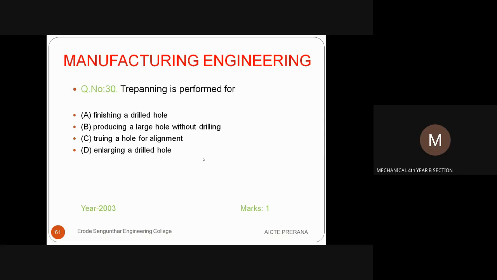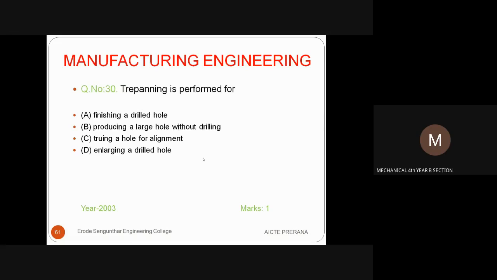If you are using a drill bit, when you see the surface of the drilled hole, it will not be of the correct finish. It needs some further surface finishing operation. For that, finishing of a drilled hole is employed, and this operation is called the reaming operation. It is not called the trepanning operation, so we can omit that option.